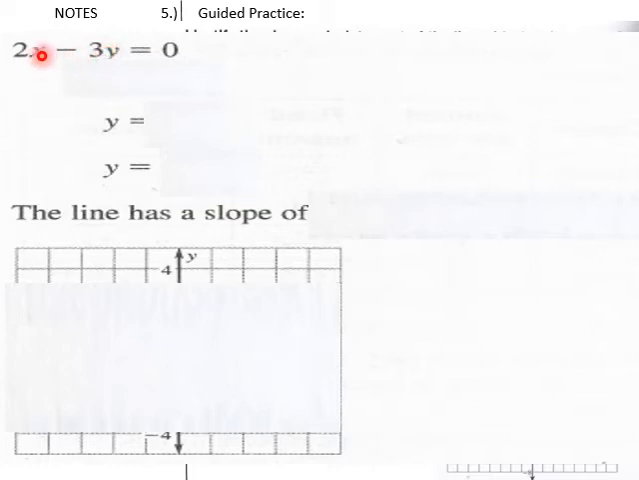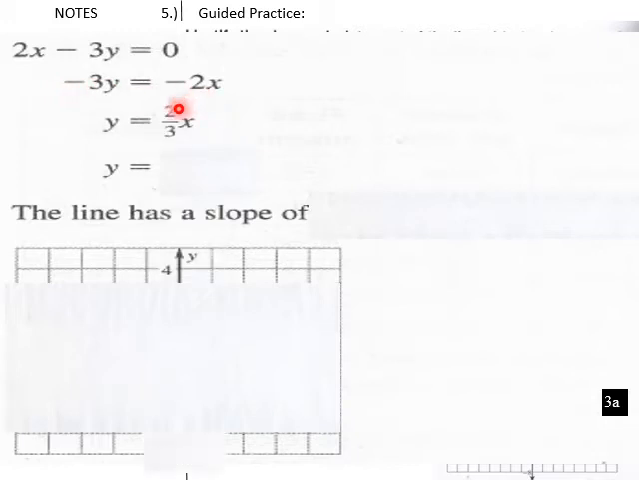So the first thing we do is move our 2x over here. So we subtract 2x from both sides. Then we have negative 3y equals negative 2x. We need to solve for y. So we need to divide both sides here by negative 3. And that will give us y equals 2/3 x. Here's our slope right here. So then y equals 2/3 x plus 0.